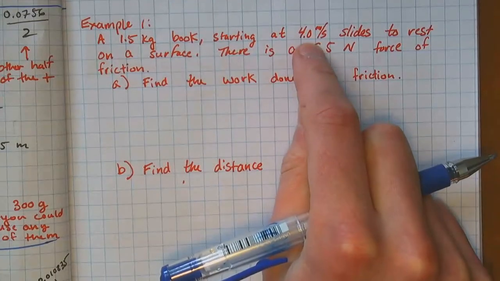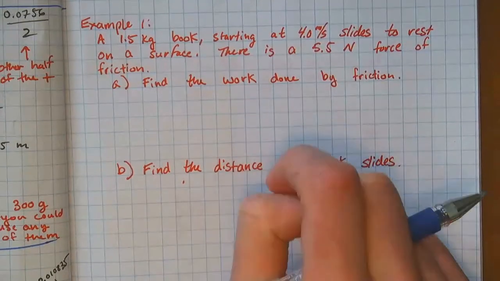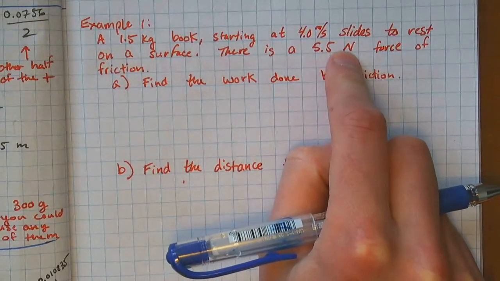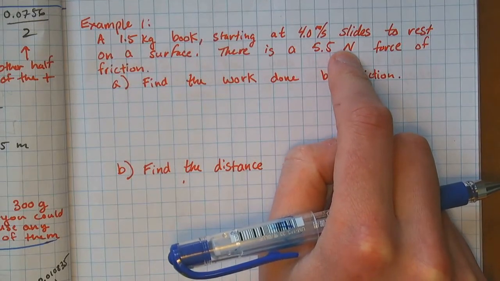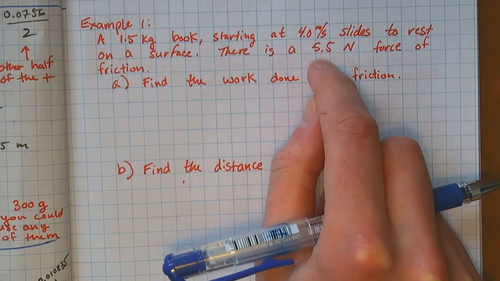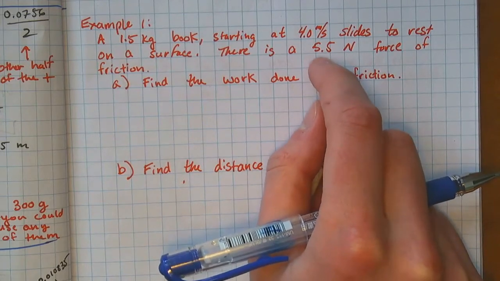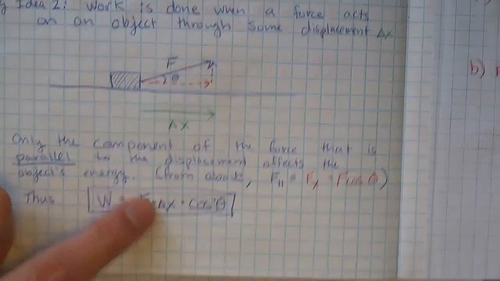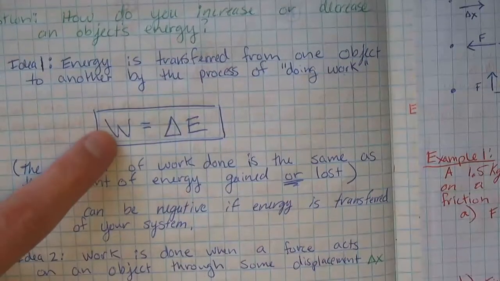We know the initial velocity. We would also know the final velocity is 0 because it's coming to rest, right? We know the force, but we don't know the displacement, right? So we can't use work is equal to force times distance because we don't know the distance. We can't use this one because you don't know delta x. So what that means is we're going to have to use this one to find the amount of work done.